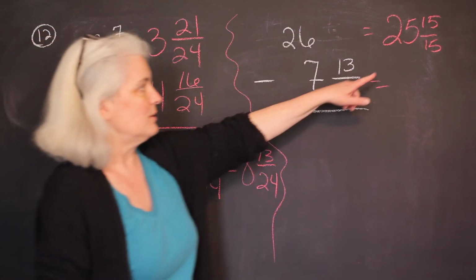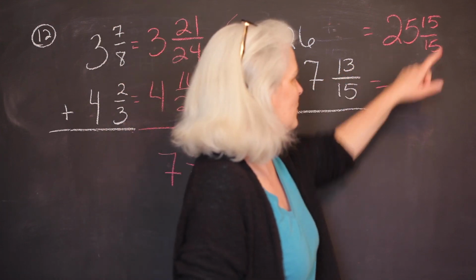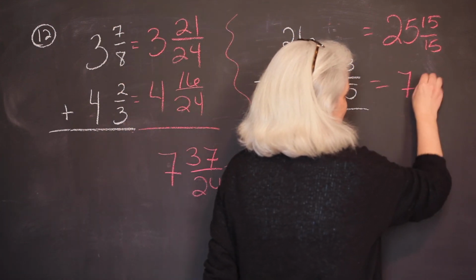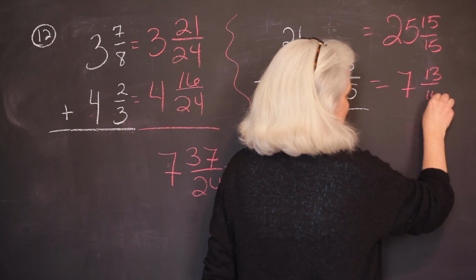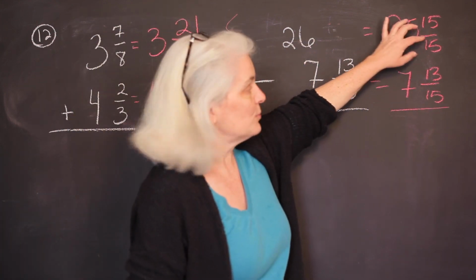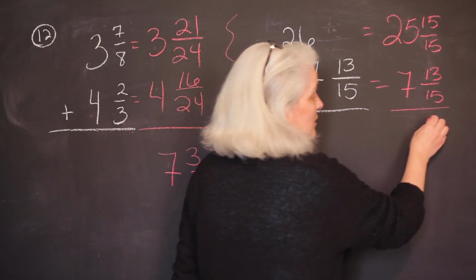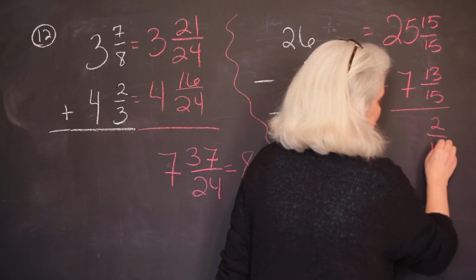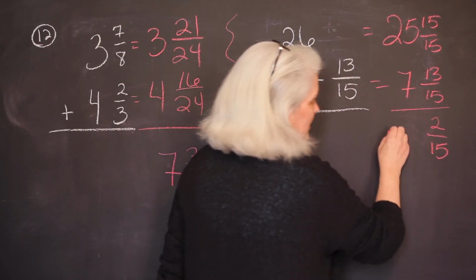Right, 15 15ths is 1, so I have 25 plus 1. And then I have 7 and 13 15ths. And then I subtract. So 15 15ths minus 13 15ths gives us 2 15ths. 25 minus 7 is 18.